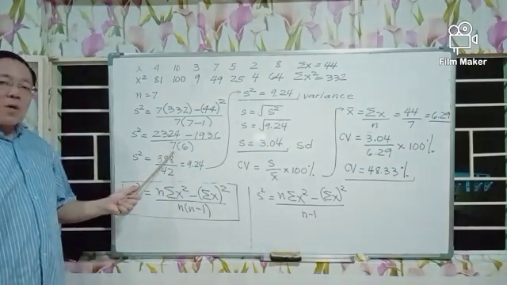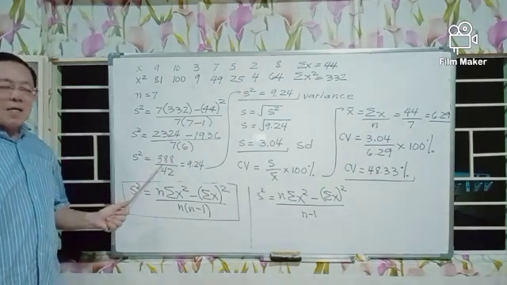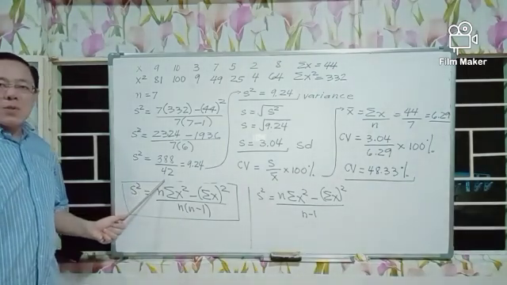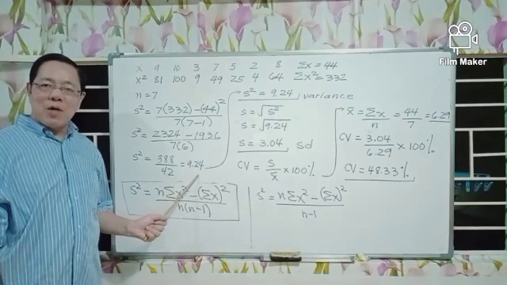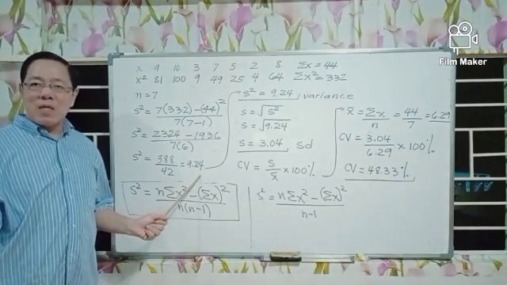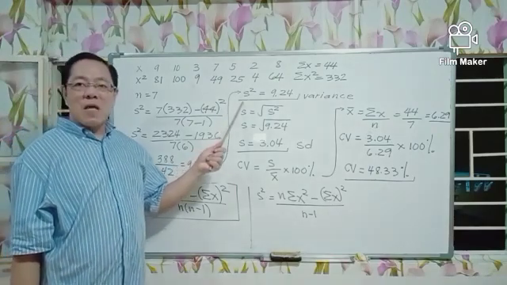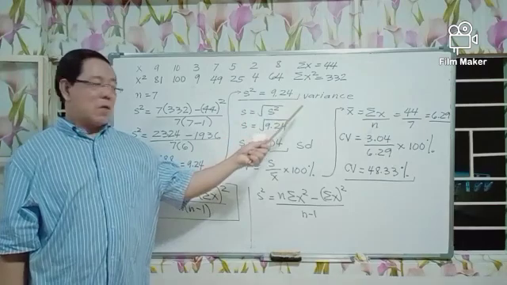In the denominator, we have 7 multiplied by 6, so we divide 388 by 42. 388 divided by 42 using your calculator, you should get 9.24 rounded to 2 decimal places. So the sample variance, denoted by s squared, is 9.24.